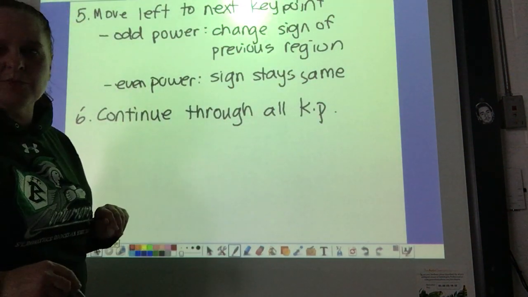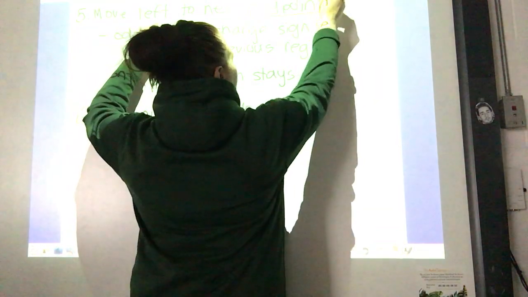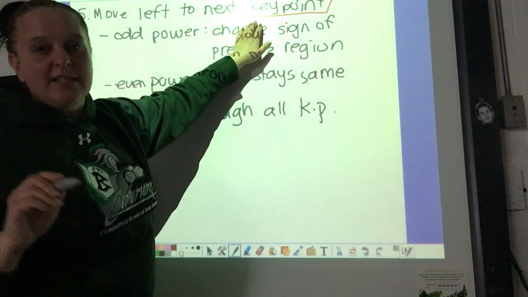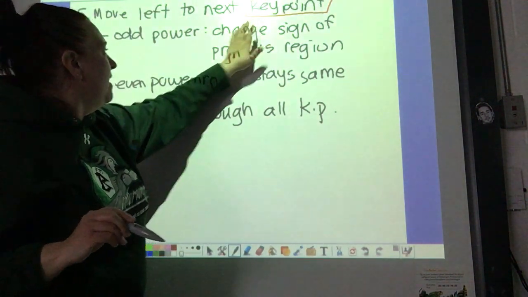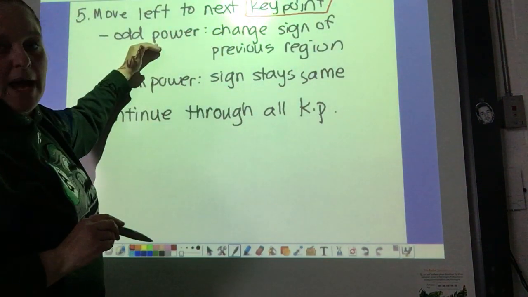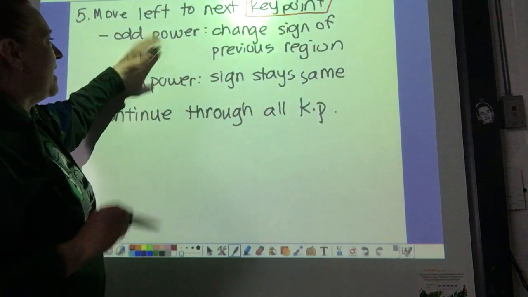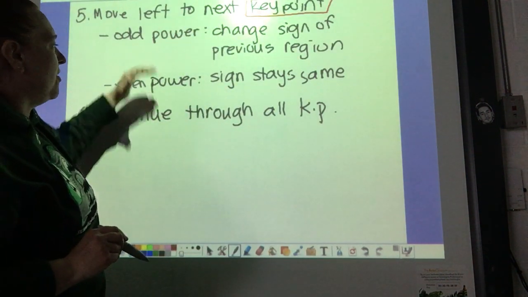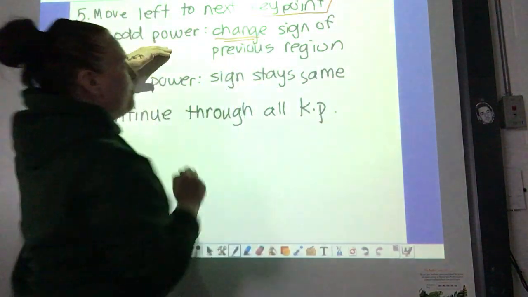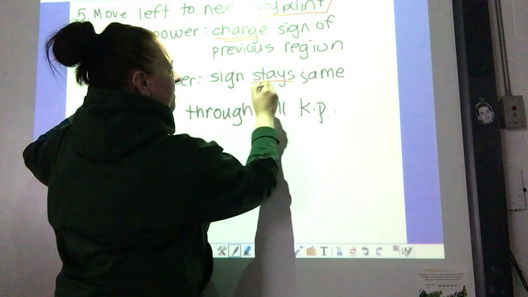After you've had your first one, then you're going to move to the left to the next key point. Now, the rule is you don't have to plug that number in and see if it makes it positive or negative again. Just use the rule. If your key point comes from an odd power, not whether this number is odd or even, but whether the power that it's to when it's in its bracket is odd or even. So if it comes from an odd power, you're going to change the sign from the previous region. And if it came from an even power, it's going to stay the same.